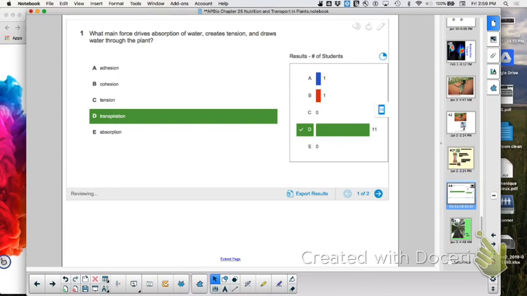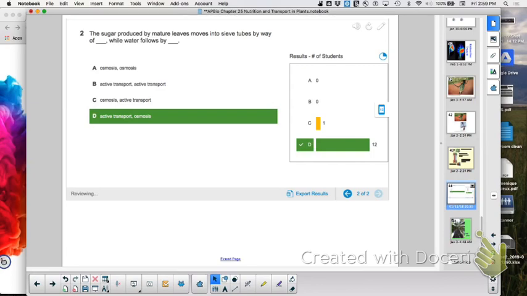Okay, now let's talk about the key word here. What's the key word here? Main force. What drives water moving out of the open stomata? Transpiration. The evaporation of water. That is surprising to me that we did not get 100% on that one. The sugar produced by mature leaves moves into sieve tubes by way of active transport. How is that active transport? We actively transport the hydrogen, and the sugar comes in as a +1. So that's going to cost us energy, and that's why those cells have to be alive. And water follows passively by osmosis.